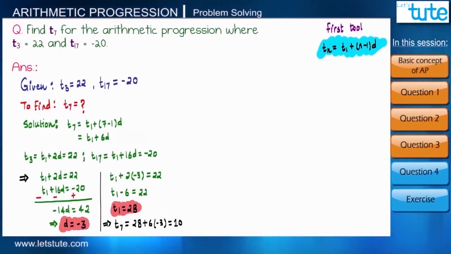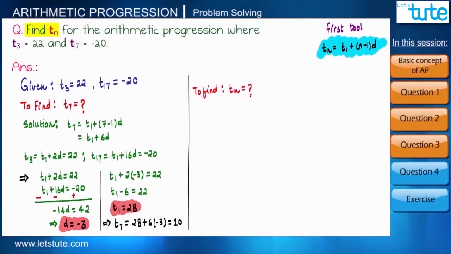So friends, what do we learn from the solution of this question? We learn that if any two terms of an arithmetic progression are given, then not only can we find the first term T1 and the common difference D, but also any term of that particular arithmetic progression. Now suppose I ask you to find Tn instead of T7, what will you do? See, previously it was T7. That means instead of n, we had to put 7. So wherever there was n, we put 7 over there.